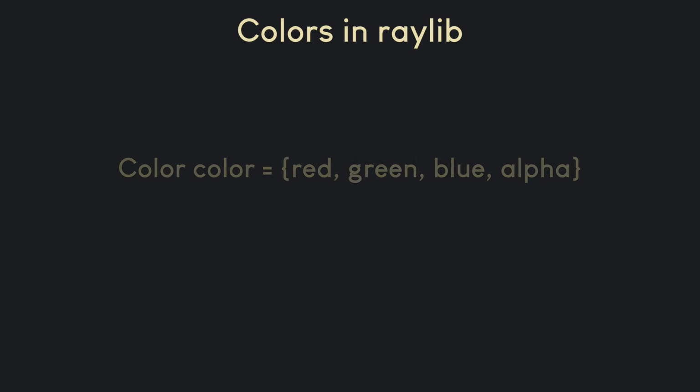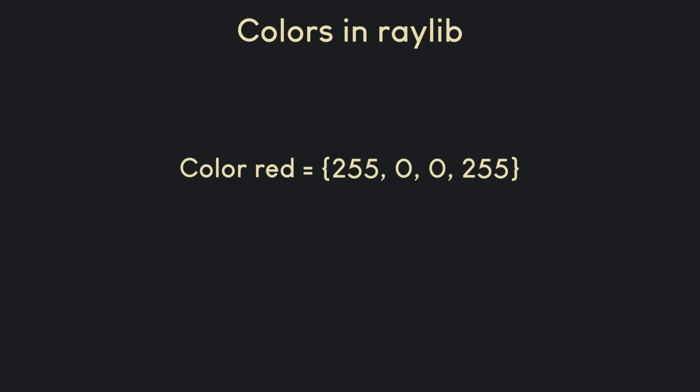For example, to create a red color, we will create a Color struct with the following values. Color red is equal to curly brackets 255, 0, 0, 255. The first three values represent the red, green, and blue components, respectively, while the fourth value represents the alpha component, or the transparency of the color.